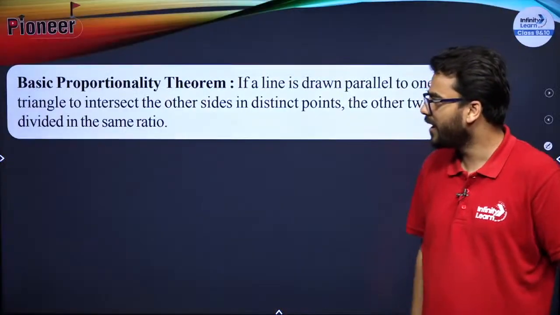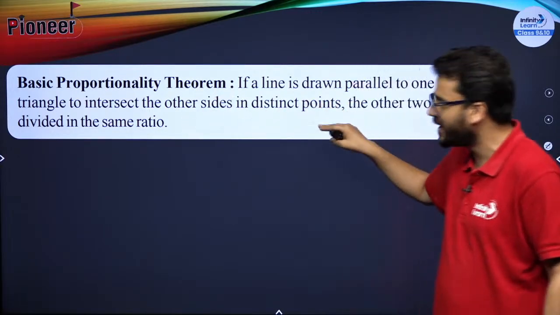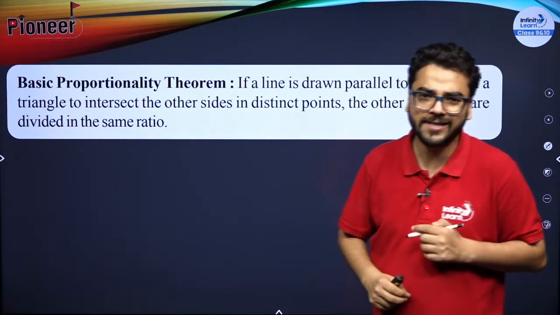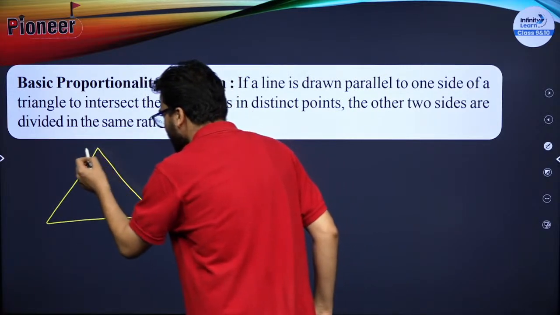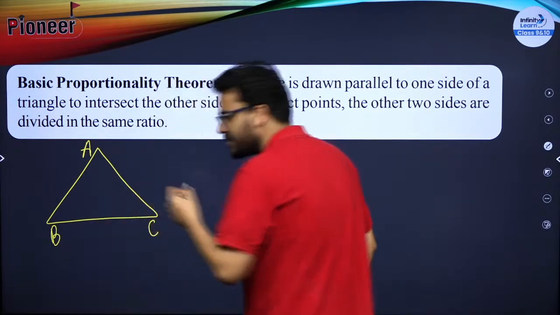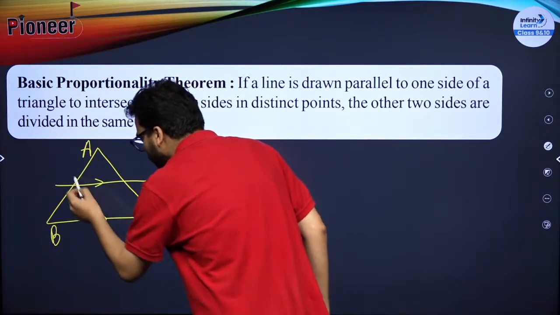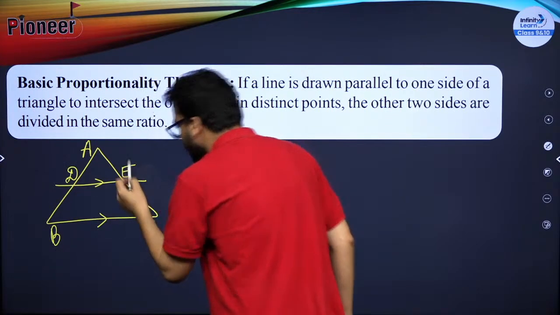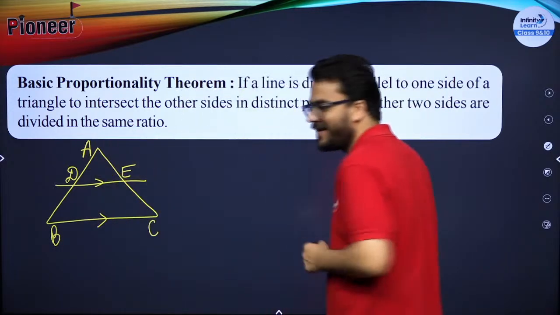So the theorem over here is, if a line is drawn parallel to one side of a triangle to intersect the other two sides in distinct points, the other two sides are divided in the same ratio. So what does it mean? Suppose I am making a triangle ABC, and through the base BC, we are making a line parallel to it to intersect AB at D, and AC at E.